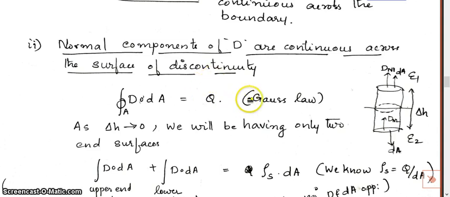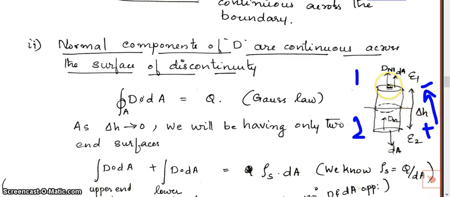Now in order to find the boundary condition of DN1, we have to choose a cylindrical surface, which is a Gaussian surface. Here I have chosen a cylindrical surface of height del h. This is my first medium and second medium, where epsilon 1 is the permittivity of the first medium and epsilon 2 is the permittivity of the second medium. I am drawing a plus sign and minus sign, so the electric field will be moving from plus to minus, and the electric flux density will also be in the direction of the electric field.